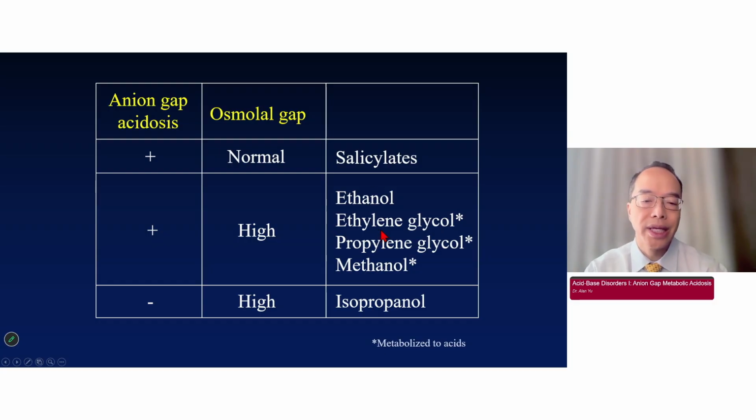These alcohols classically all increase the osmolar gap. They're all small molecules that can be present in high enough concentration in blood to elevate the osmolality. Each of them is metabolized to an acid or, in the case of ethanol, stimulates endogenous ketoacid generation. And so these all cause an anion gap acidosis. And then the outlier is isopropanol, a small alcohol that increases the osmolar gap, but because it's not metabolized to an organic acid, it does not cause an anion gap acidosis.